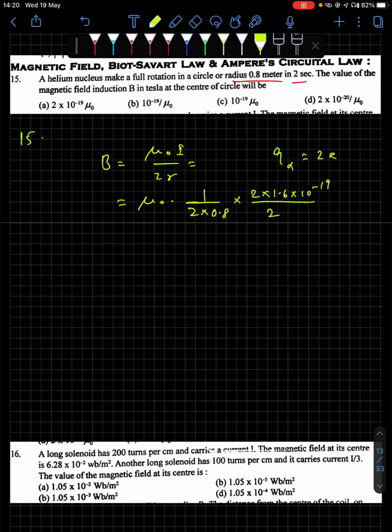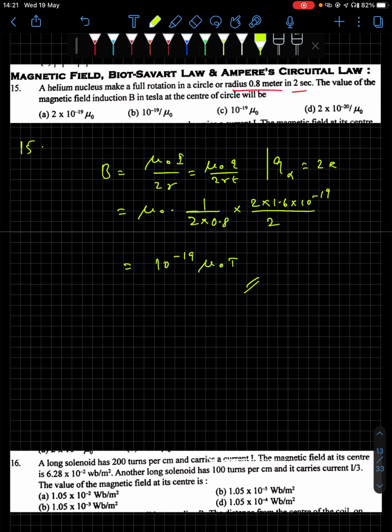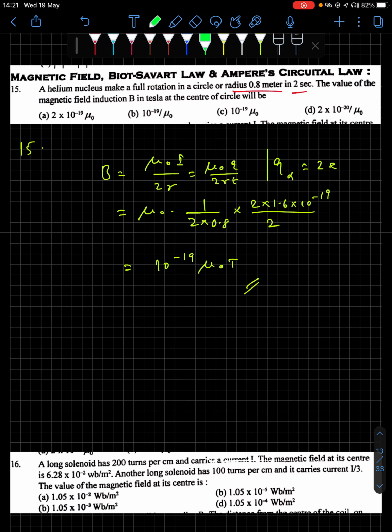So mu naught q by 2rt is the modification that we have done with the relation. Once you do these calculations, your result will be 10 to the power minus 19 mu naught Tesla. So option number C is the result.